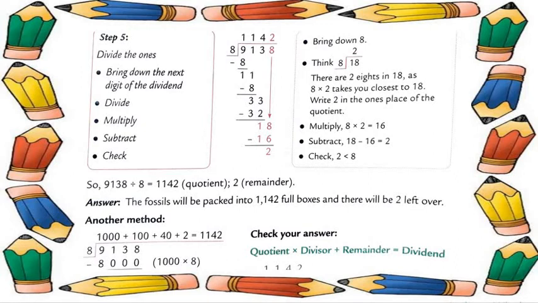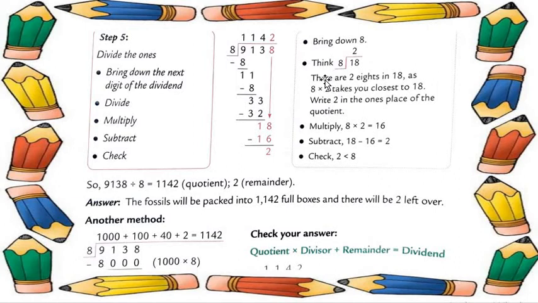So students, step number 5 is what? Divide the ones. Bring down the next digit of the dividend. Divide, multiply, subtract and check. Okay, bring down the 8 here. We bring down the 8.